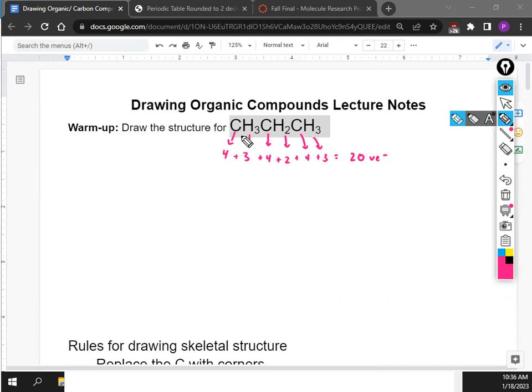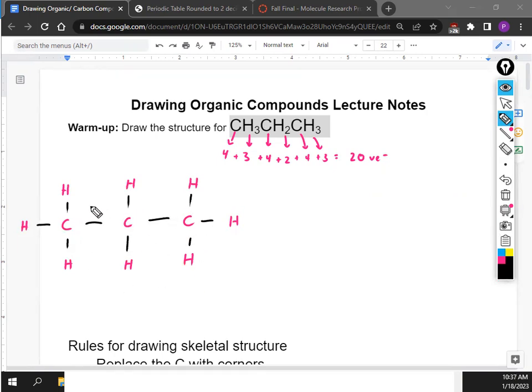If you guys remember, if your formula is split up like this, it tells you what the shape of the molecule is. On the left side, we're going to have a carbon and 3 hydrogens. In the middle, a carbon and 2 hydrogens. And on the right side, a carbon and 3 hydrogens. That's what the formula tells us it looks like. Then we just connect everybody together, and you've got your shape already.